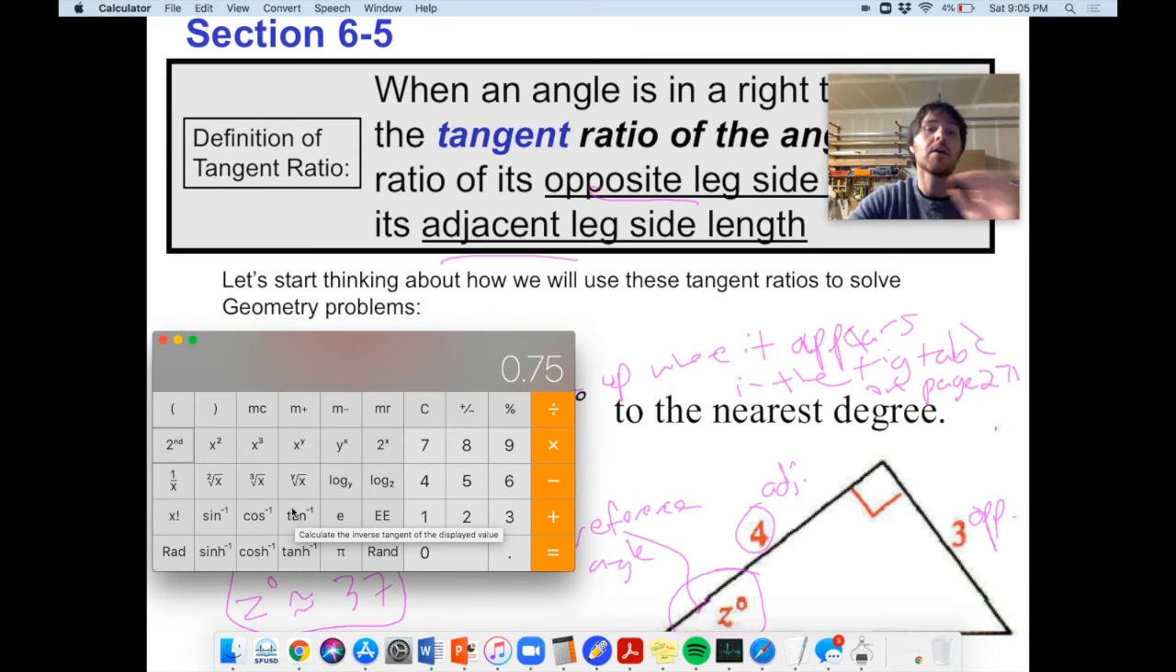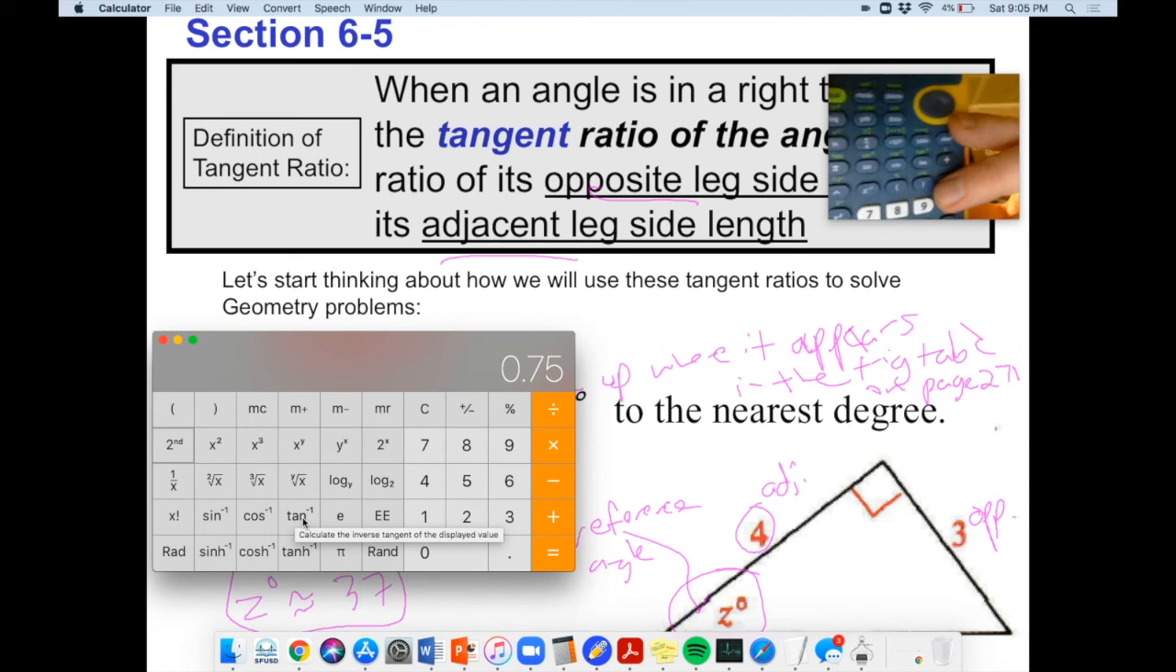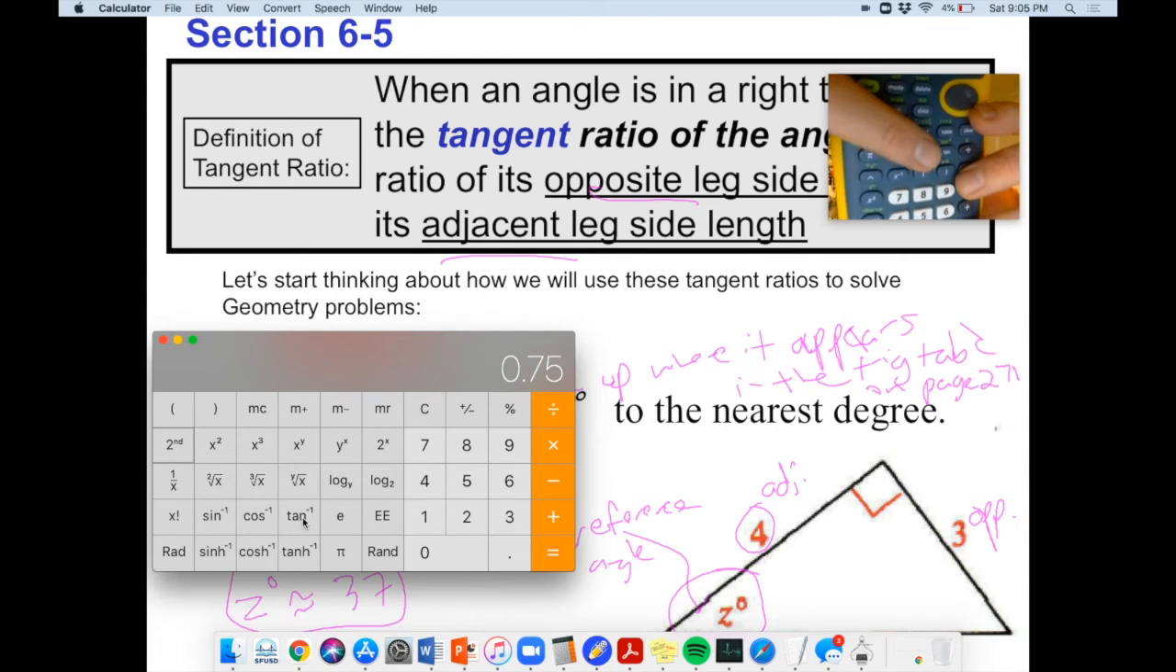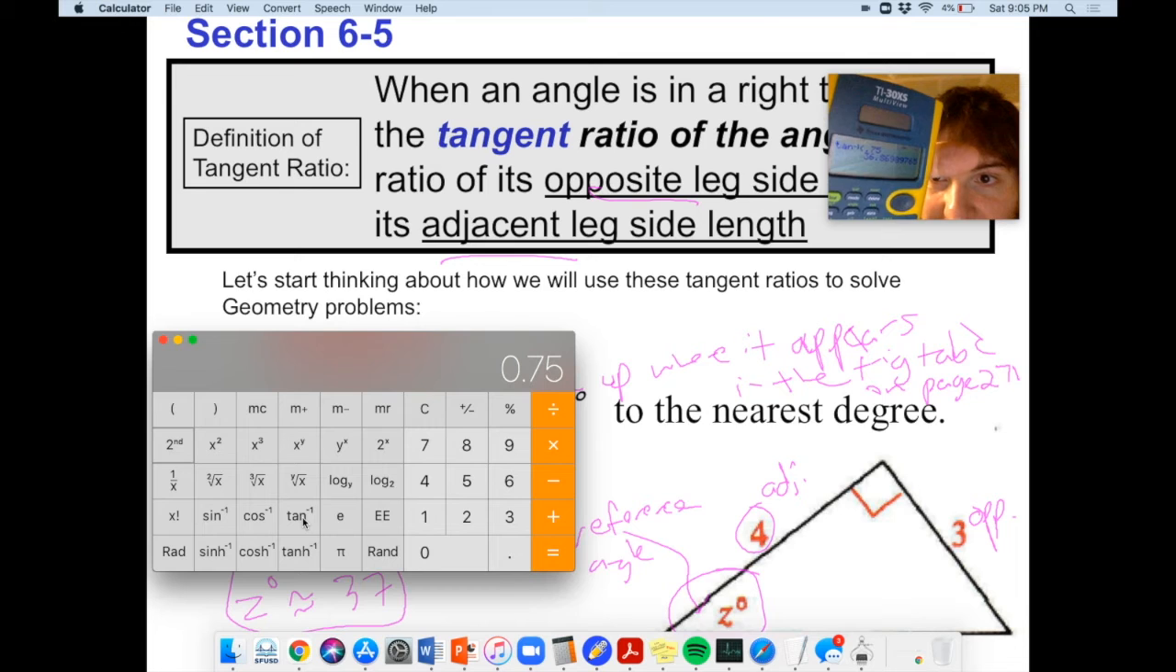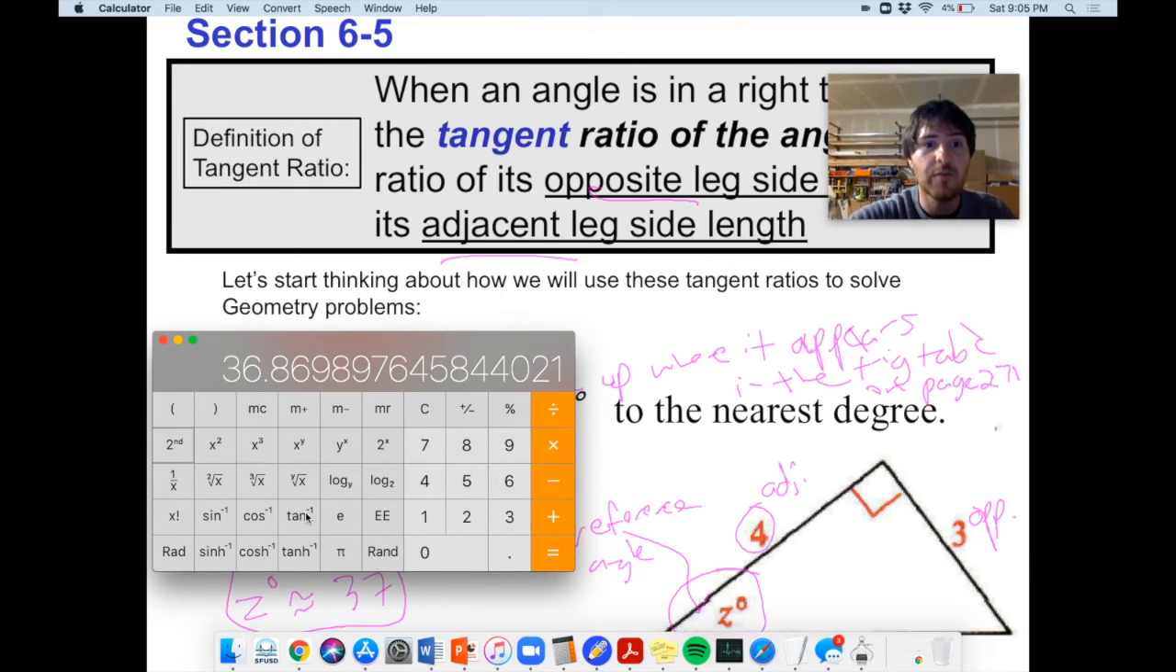I'm not going to write that out, but you actually see tangent to the -1 power on this calculator, just above where it says tan. So I hit the second button, then tan for tangent to the -1, and then I put in 0.75. I get 36.86 or so, about 37, which was what I had before. So tangent to the -1, there we go.